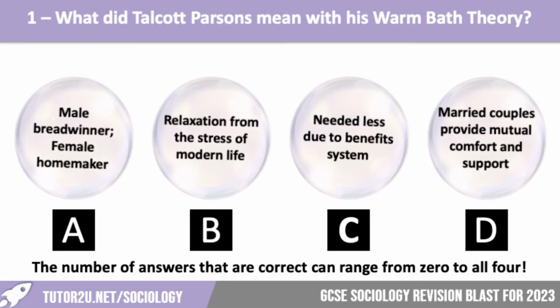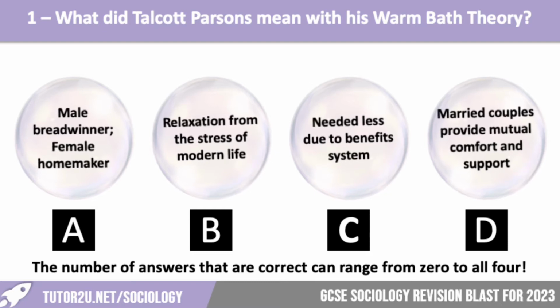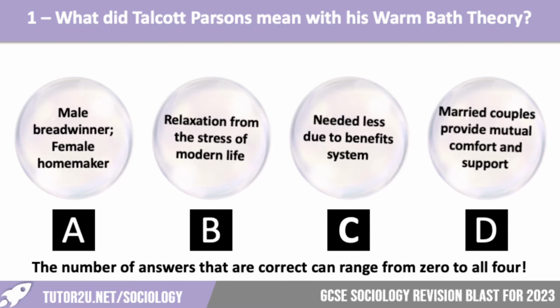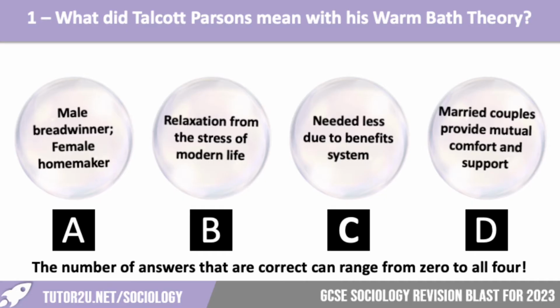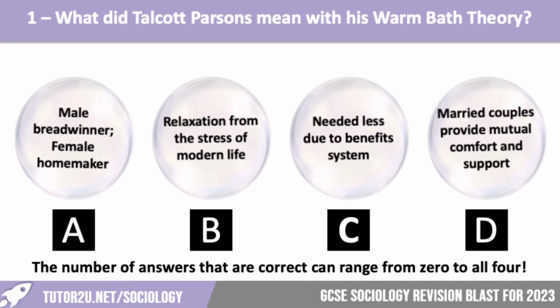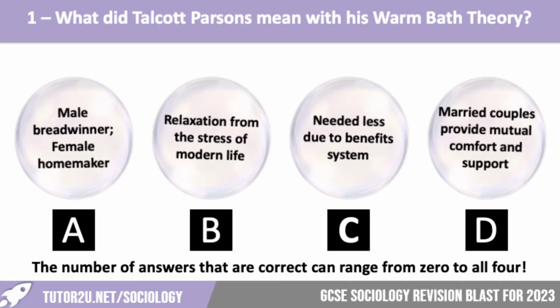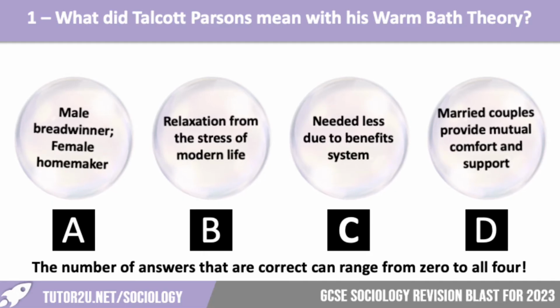So we've got male breadwinner, female homemaker, relaxation from the stress of modern life, needed less due to the benefit system, or married couples provide mutual comfort and support. Which ones of those are relevant to his warm bath theory? Remember, you can have 0 correct, or they could all be correct. Have you noted down the ones that are relevant?